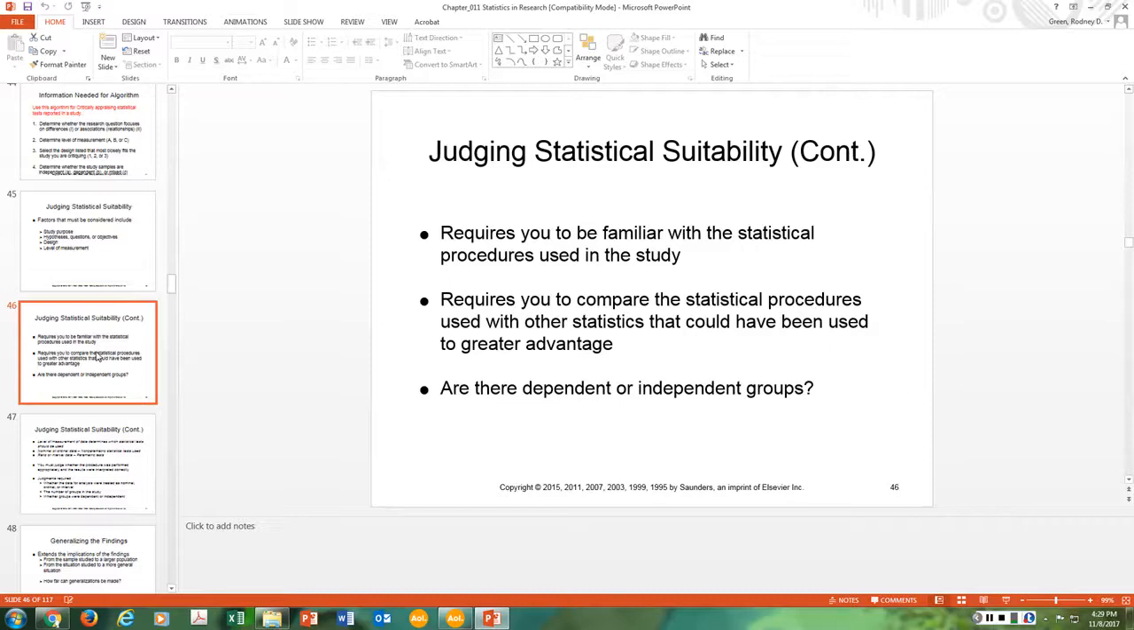So we're talking about judging the statistical suitability. When you read a study and you see the results, you have to have in your mind, is this the appropriate statistics for this type of data, for this type of research design, for this hypothesis, for this study purpose?